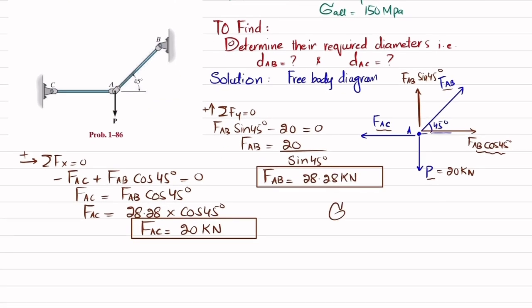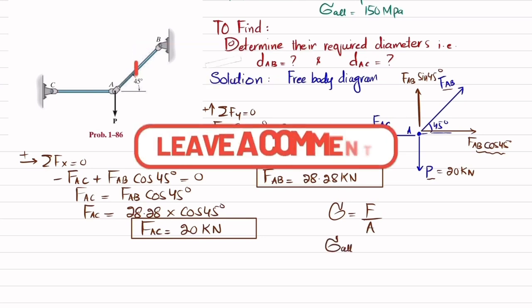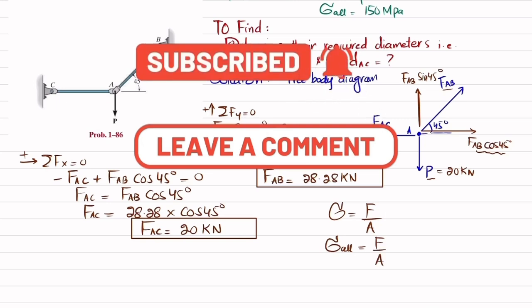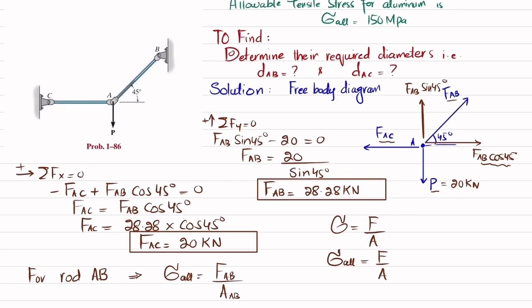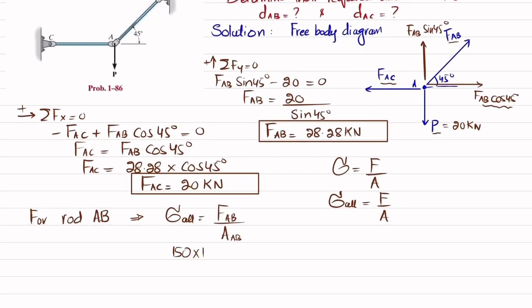We have been given the stress. We know that stress is equal to force per unit area. So we have been given the allowable tensile stress. For rod AB, allowable stress is equal to FAB divided by the area of rod AB. The allowable stress is 150 megapascal. So 150 into 10 to the power 6 is equal to FAB, which is 28.28 kilonewton.